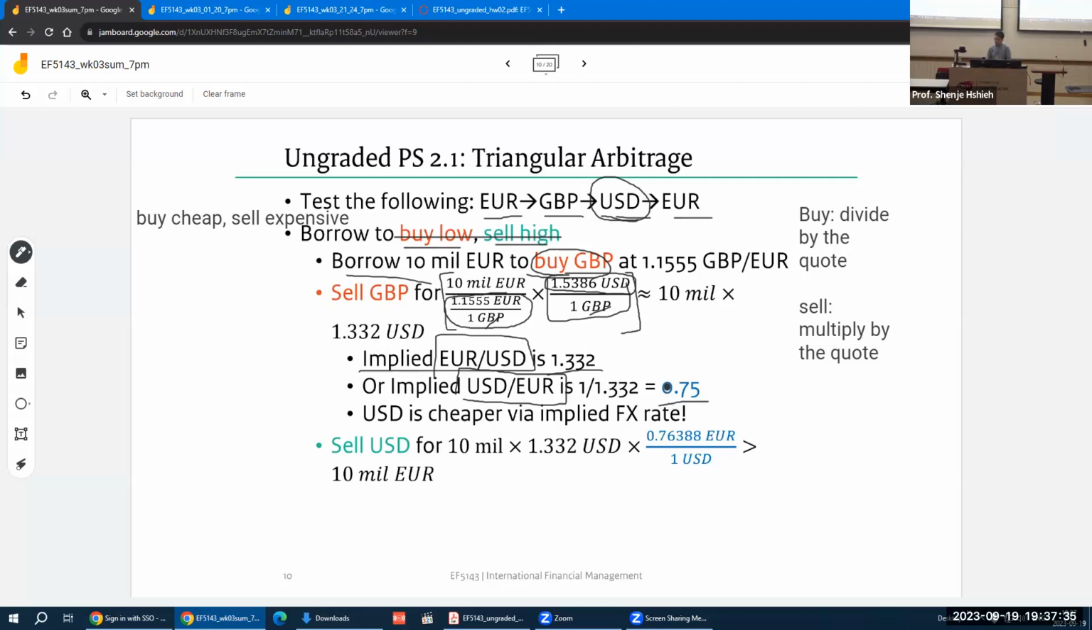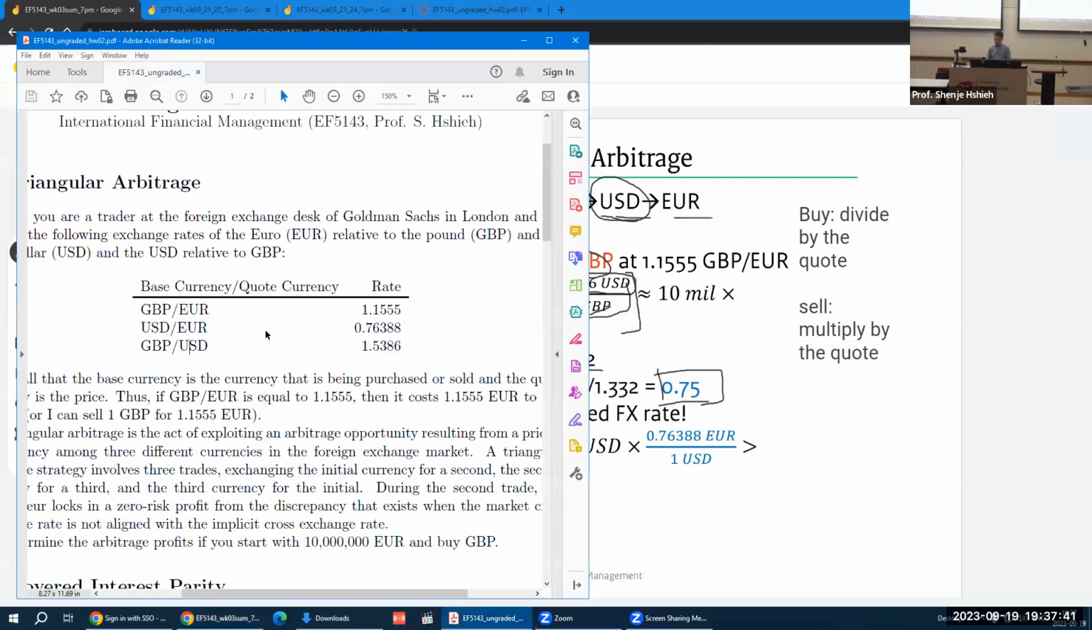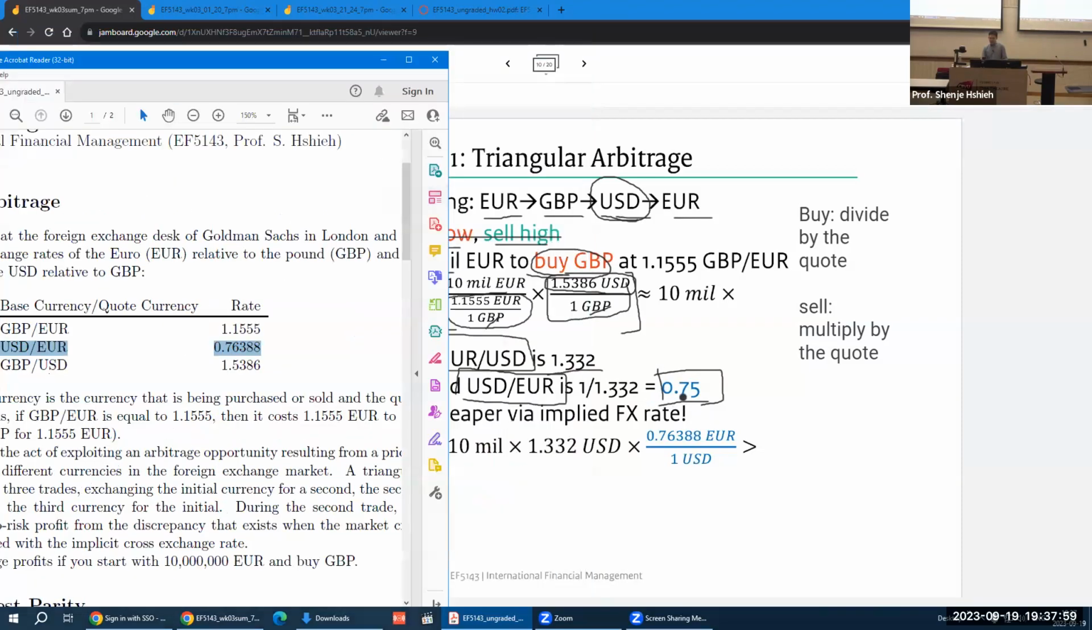And now we want to compare 0.75 to the actual quoted direct quote, which is this line here, 0.7638. So essentially, what are we doing, right? Whenever we do triangular arbitrage, as I said before, we're comparing an implied exchange rate to a direct quote exchange rate. The direct quote is 0.7638, and the implied quote is 0.75.